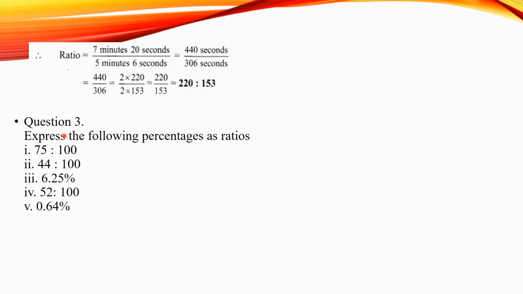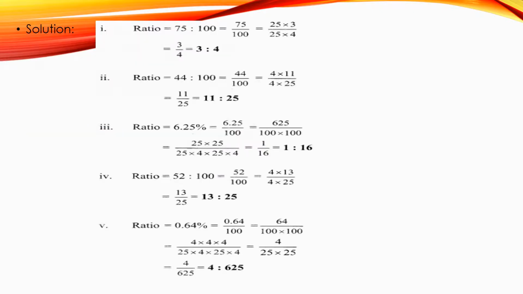Now question number 3. We have to express the following percentages as ratios. The first question is 75 percent. So 75:100 is equal to 75 upon 100, which is equal to 25 multiplied by 3 upon 25 multiplied by 4. So cancelling 25 from the numerator and denominator, we get 3 upon 4, which is equal to 3:4.